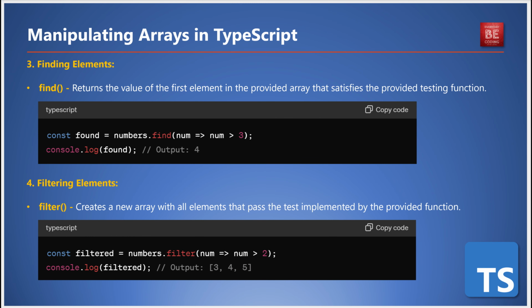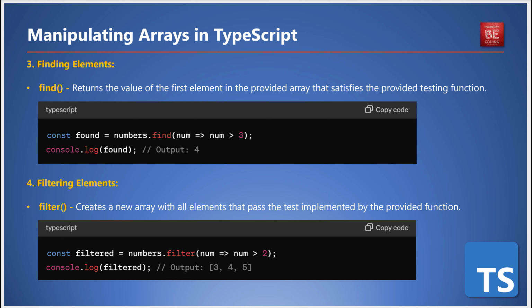Finding elements in arrays is another common task. The find method comes in handy here. It searches through the array and returns the first element that meets the criteria defined in a testing function. For example, to find the first number greater than 3 in an array, you could use find with a simple condition. For those times when you need to work with subsets of your array, filter is your friend.